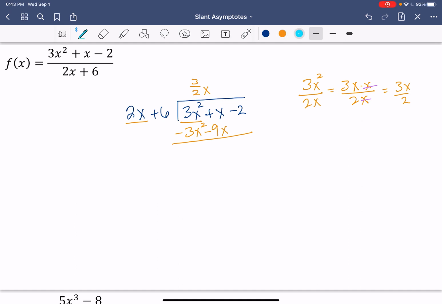So the 3x squared minus 3x squared cancel. X minus 9x becomes negative 8x. And then you bring down whatever is left over. Okay, and then you basically repeat the process.